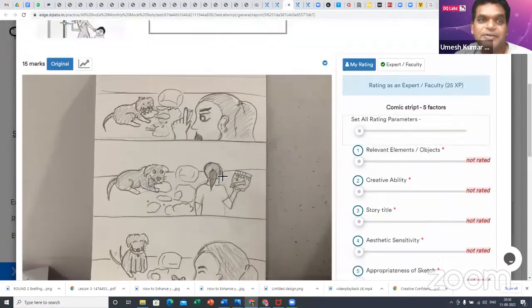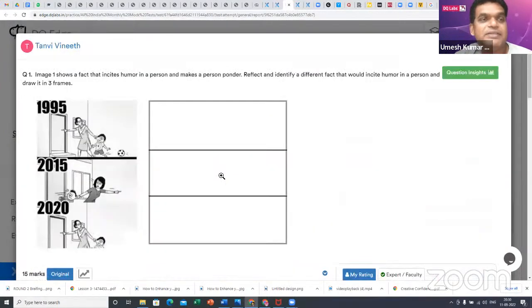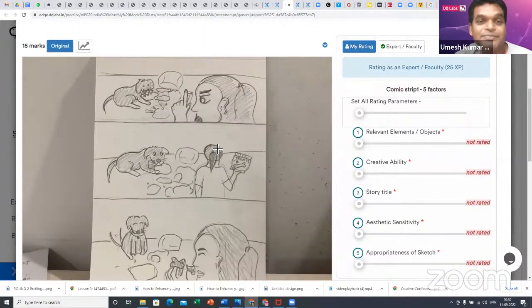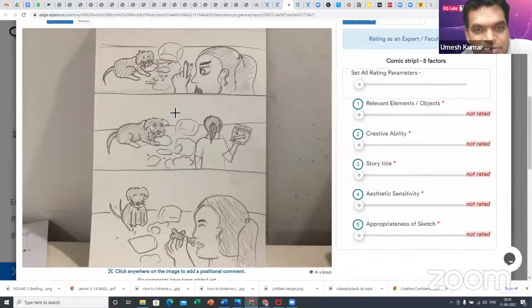Okay, I don't know who has done this. Tanvi has done this. It's interesting. It's not exactly relevant to what we are expecting here, but it's quite interesting to see that this lady is saying, don't eat bones. She's giving the treats and she's eating the bone or something like that.